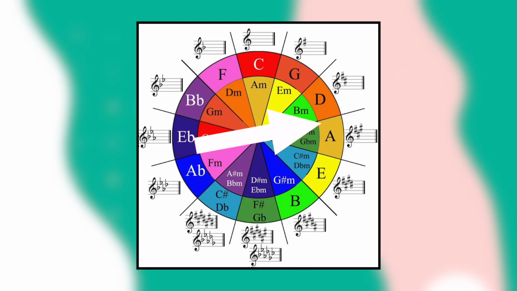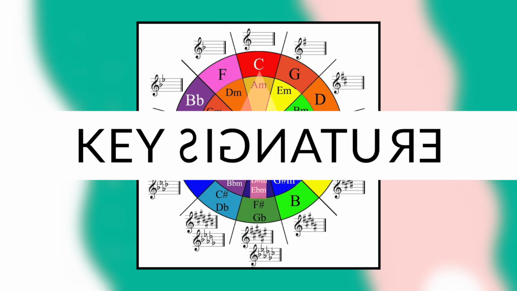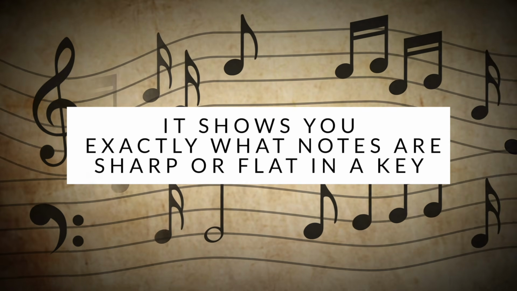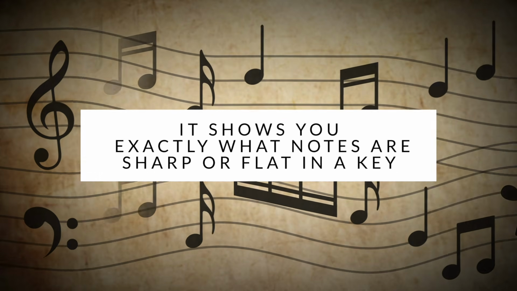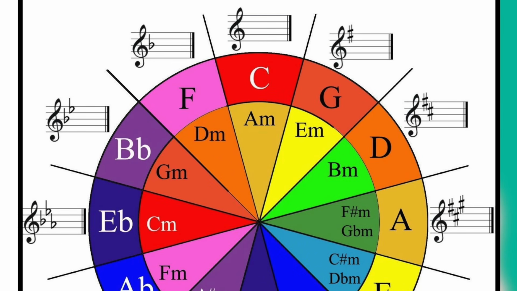Each note on the outer circle corresponds to a major scale showing their key signature. So let's zoom into some key signatures. What is a key signature? It's showing you exactly what notes are sharp or flat in a key. For example, if I play the G major scale in the key of G, every F is sharp.